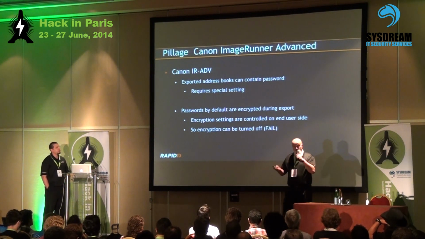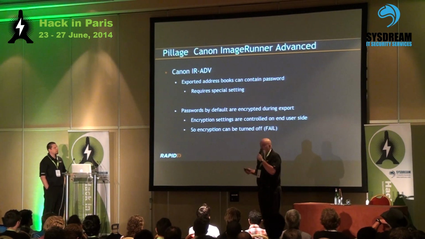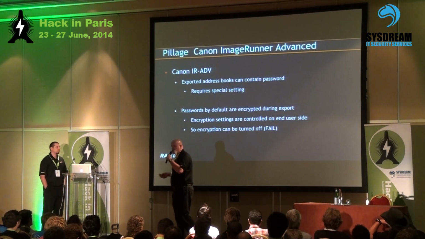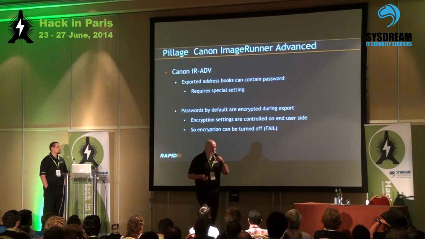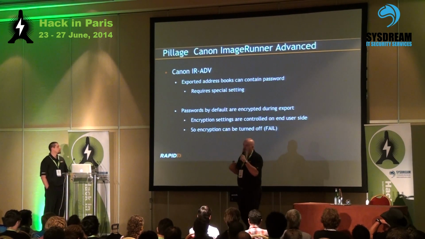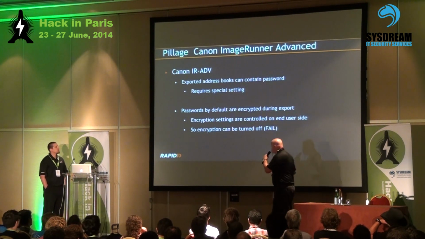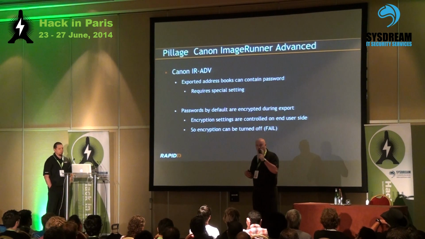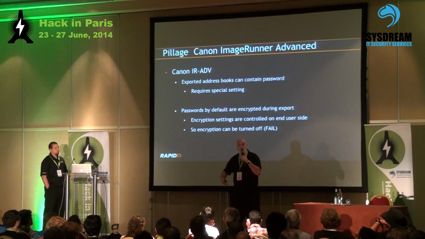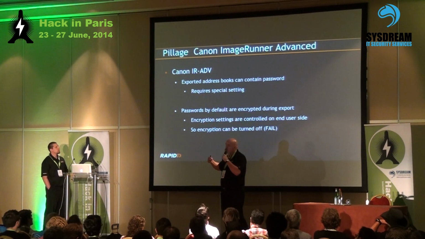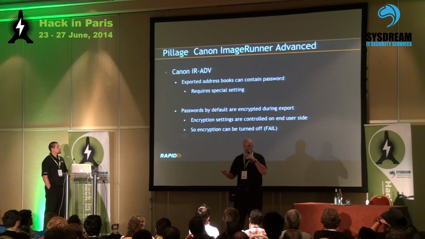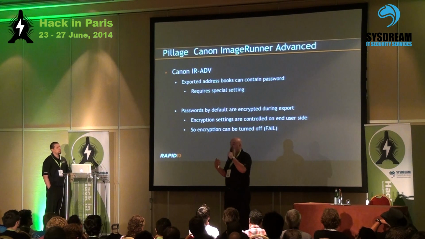So to start off with the Canon imageRUNNERs, it turns out these particular devices, the newer and the advanced versions, the only way to get the passwords out of it, you have to tell the printer to do this. There's a special setting you have to go into the printer to set to tell it to give us the actual passwords. Also, when you start exporting the address book, it's going to prompt you to actually enter a password, and it's going to encrypt the data. So it's going to give us the passwords, but it's going to be encrypted.